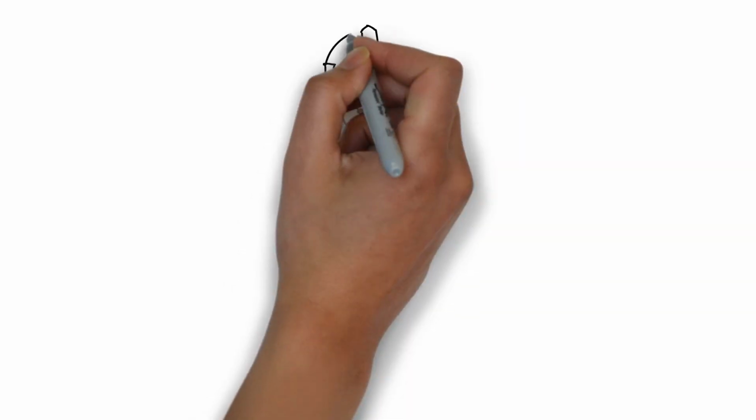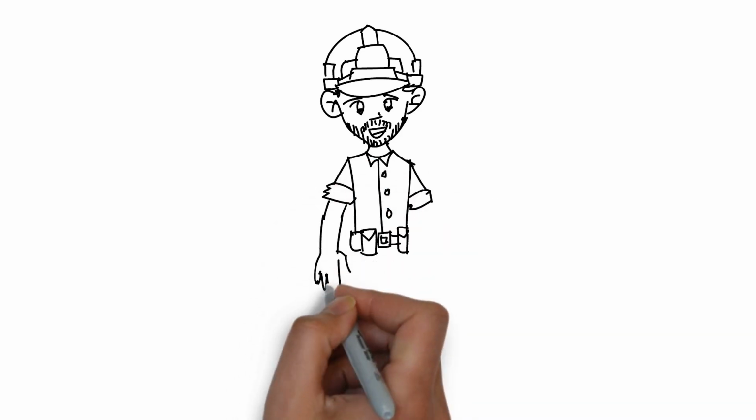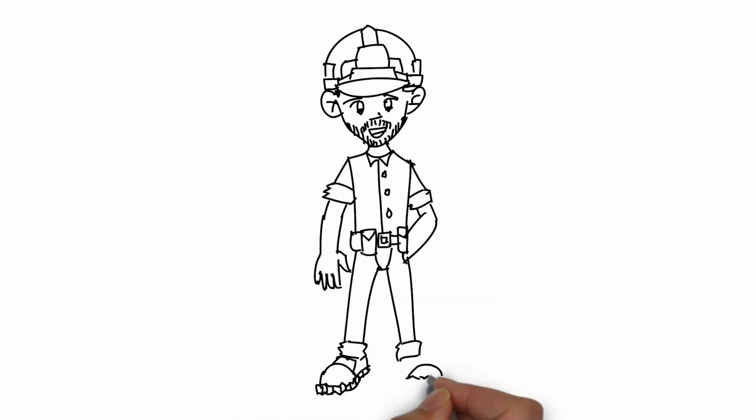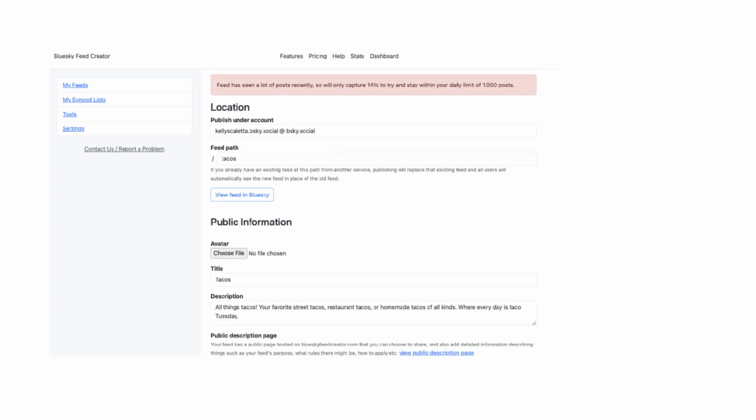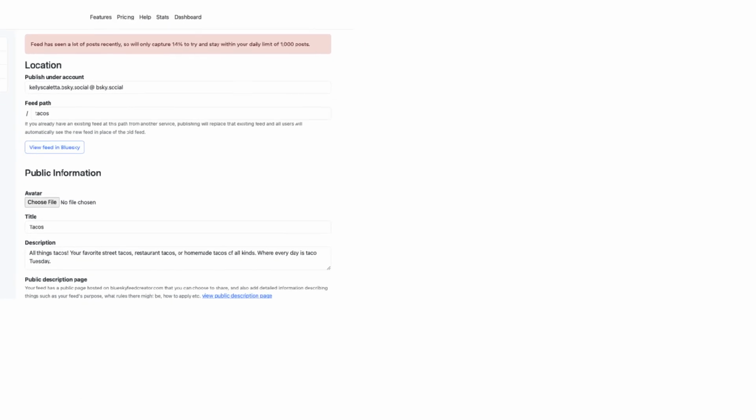Feeds are a bit harder to create, but there are a couple of third-party apps that will do it for you. BlueSky Feed Creator is probably the simplest, but you can only create 3 feeds for free. To create a feed there, just fill out the very intuitive form, click Save, and then click Publish.